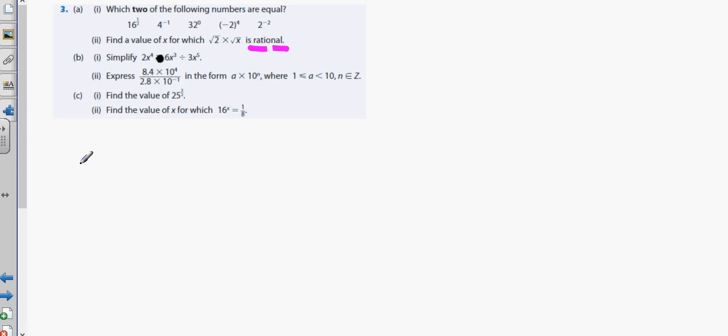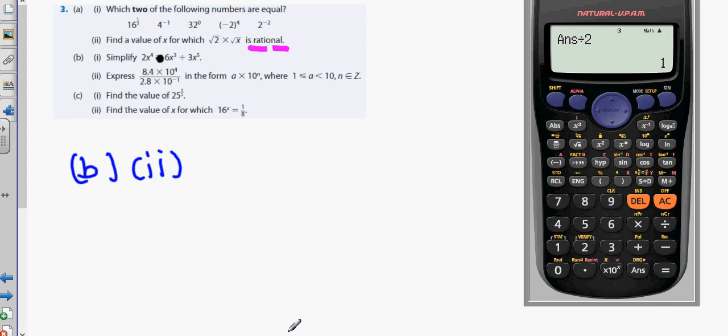Express B part 2. Express 8.4 × 10^4 divided by 2.8 × 10^-1. We're allowed to use the calculator on this one. 8.4 multiplied by 10 to the power of 4 equals 84,000. Then we can divide that by 2.8 multiplied by 10 to the power of minus 1. And what we get is 3,000.